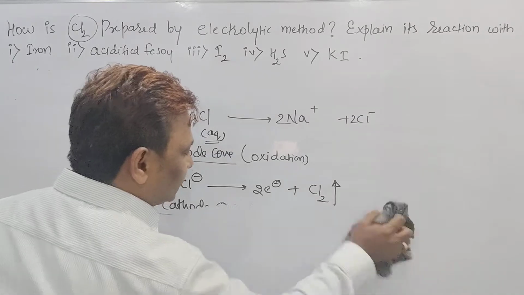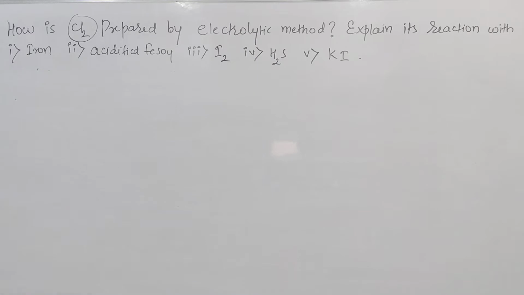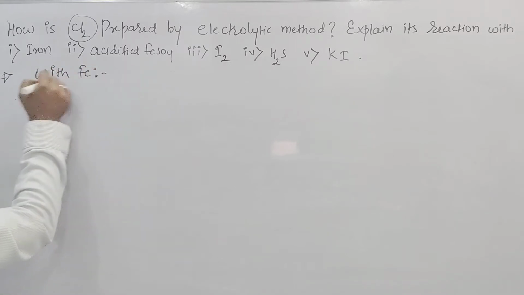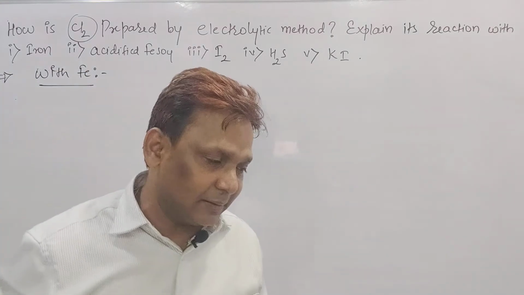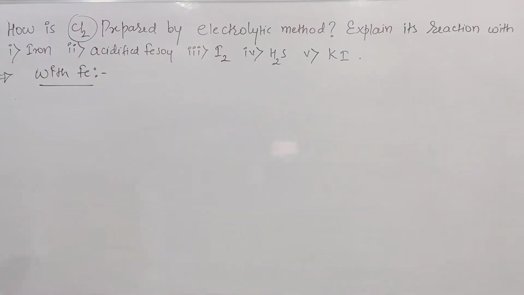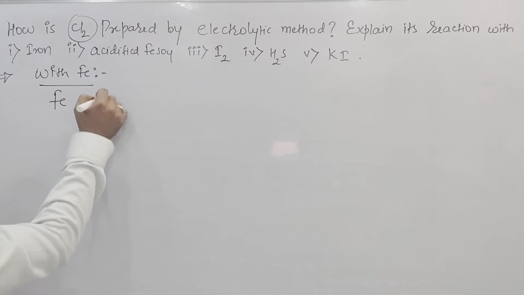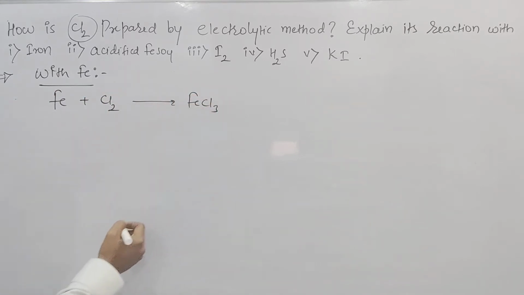Now, how does chlorine react with the following? Cl2, how does it react with the following? What is the first one now? Reaction of chlorine with iron. Iron means Fe, beta. When chlorine gas reacts with iron, it forms its chloride, called iron chloride. Fe on reacting with chlorine forms FeCl3.